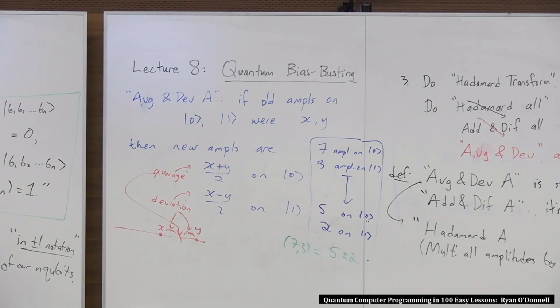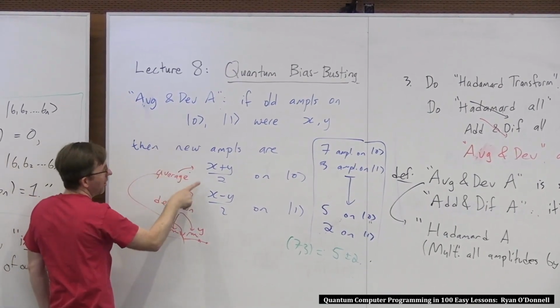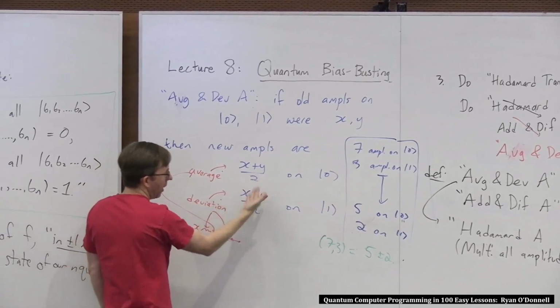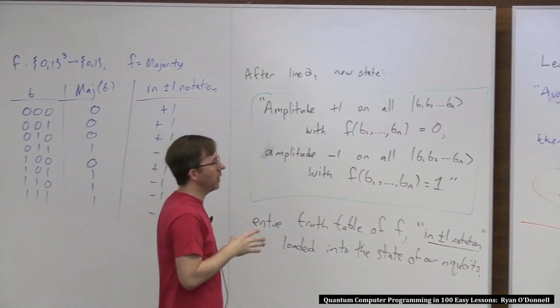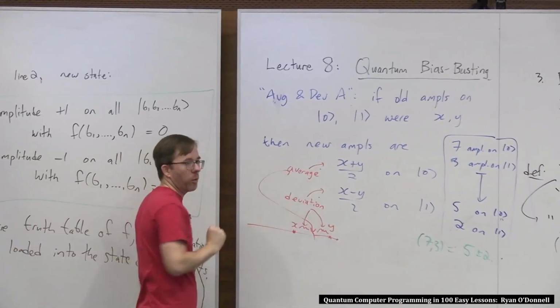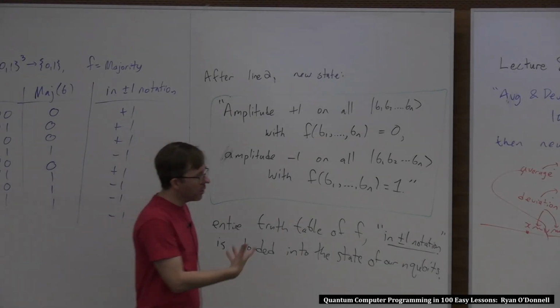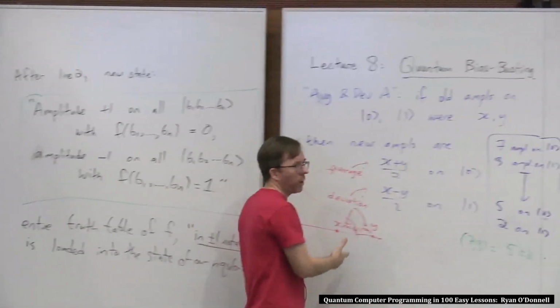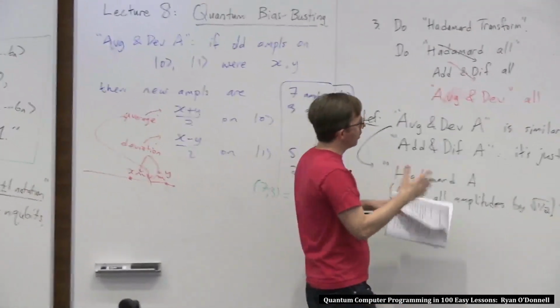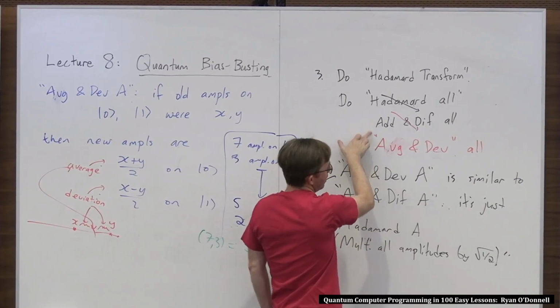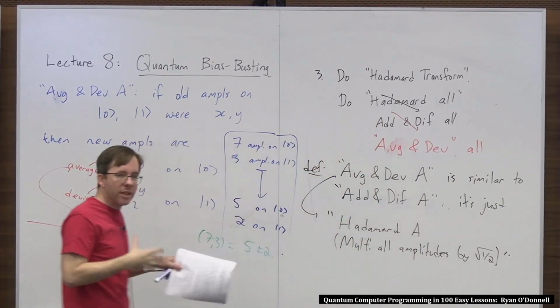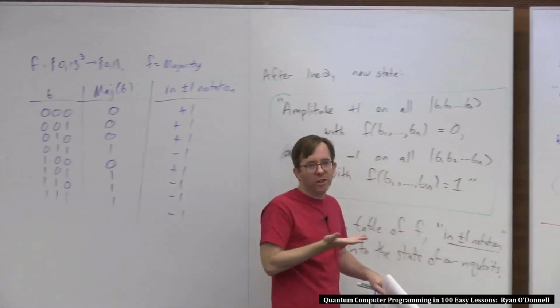Okay, this is all bookkeeping, because this is really the same as add and diff. We just do x plus y and x minus y, we just divide it by 2. But somehow, it's good psychologically sometimes to think of it this way. Cool. Normally it'll give you an unnormalized state. So after you do your instructions, it doesn't matter if you consider Hadamard to be this or consider it to be this. It's really doing the same thing. You'll just get a different normalization constant.